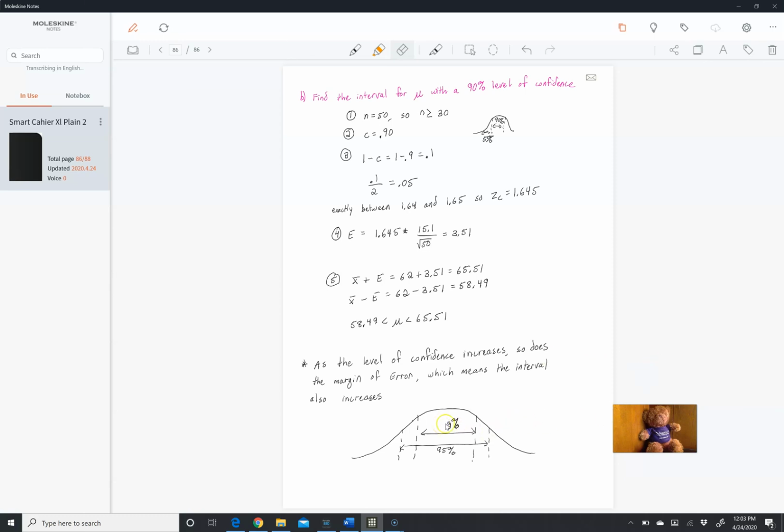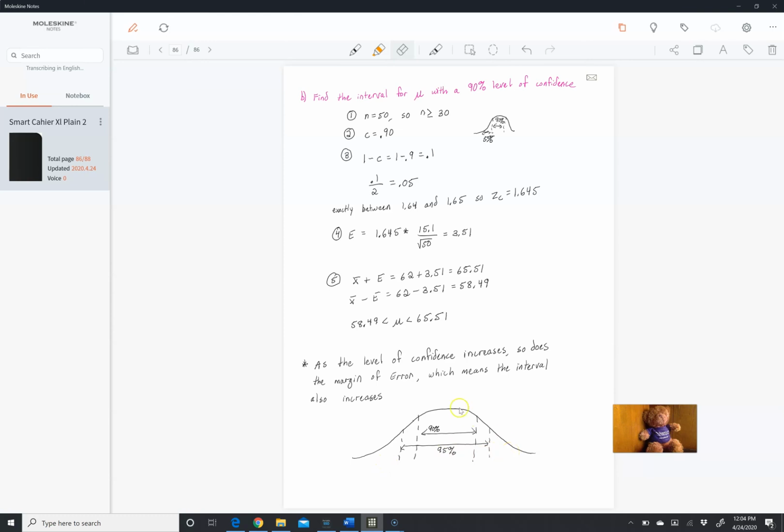I'm going to rewrite this. I apologize, I don't know why it came out so ugly. Okay, that's better. Sorry, it's off center. It makes sense that as the level of confidence increases, the interval is going to increase.